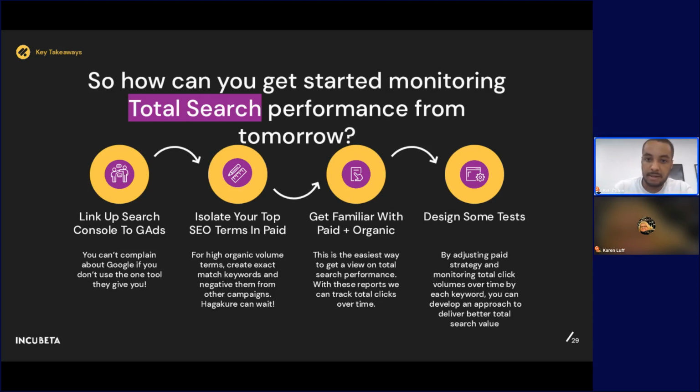Awesome. And I believe I'm handing back over to Max for questions with Karen. Brilliant. Thank you, Keir. Appreciate you taking us through that. Some great tips on how you can get started with total search even before looking into Seamless.